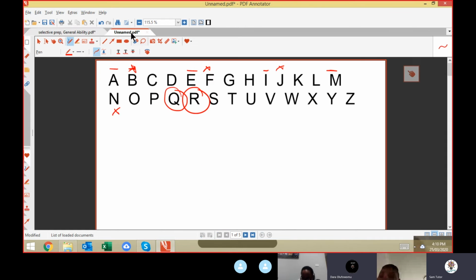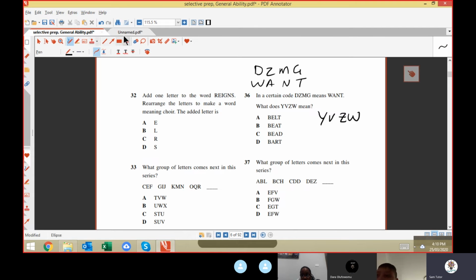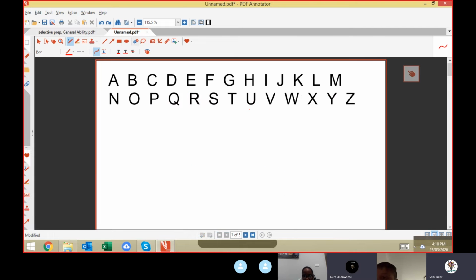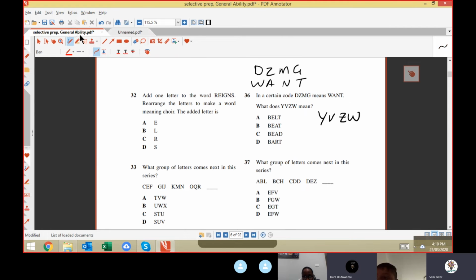So D is, wait, can you say that D again? D is fourth place, and then when you go from Z backwards, fourth is W. That's it. Good job. So let's say that again. The code was D becomes a W, right?